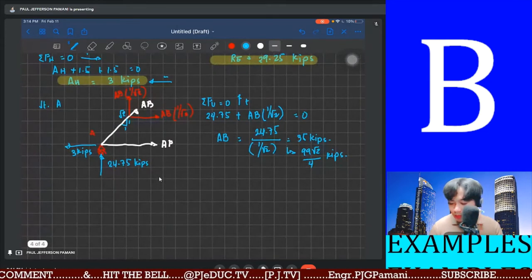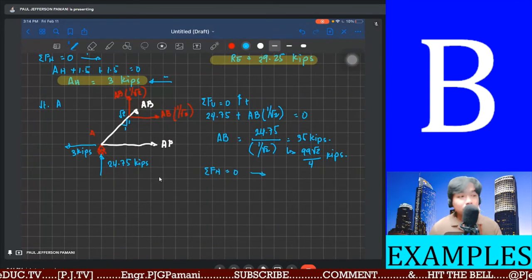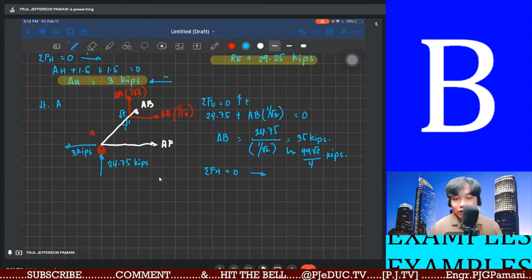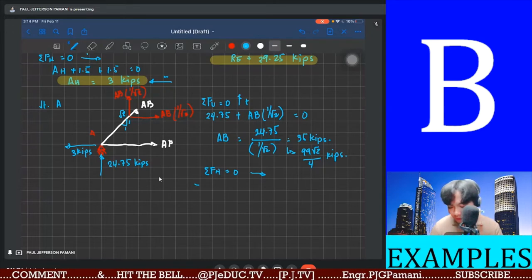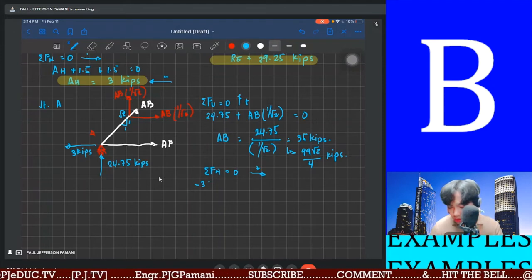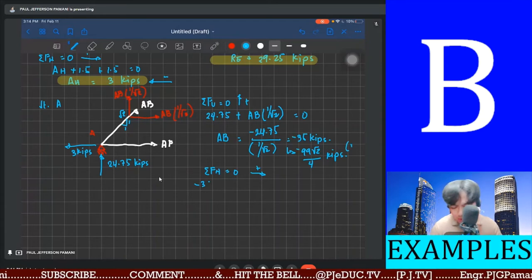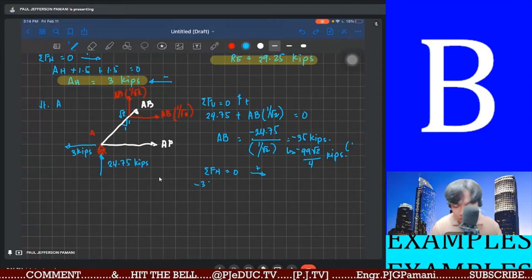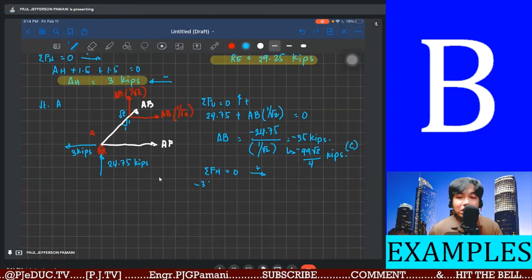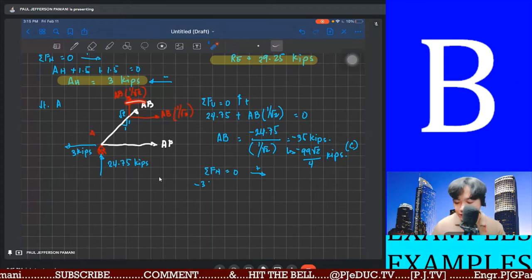Then, the summation forces horizontal. What are the forces acting at the horizontal axis of the given joint or FBD? We have the 3 kips or the horizontal reaction at joint A. Going to the left, that is, of course, negative. So, always to the right, positive. Then AB, that is supposed to be negative. So, negative, therefore, this is in compression. Once the bar force identified on a given member is negative, therefore, the assumed direction of your member AB is incorrect.